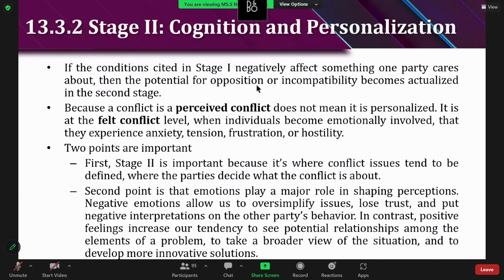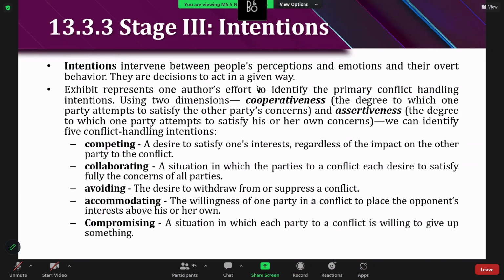Okay, so that is the second stage. Once we have felt a conflict, once we have perceived the conflict is there, and once we have defined the conflict, we will try to solve it. We will try to use some conflict management strategies or conflict handling strategies to overcome this conflict or to have a solution for this conflict.